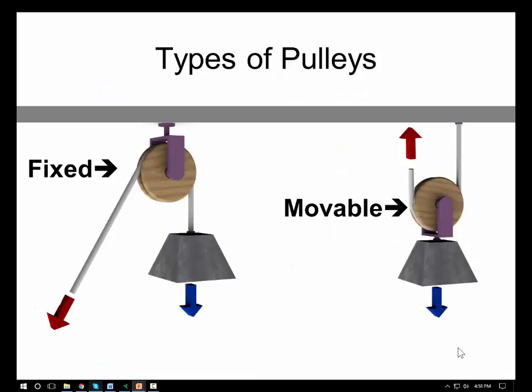So let's take a moment to look at some different types of pulleys. And we'll demonstrate this in class as well. As you can see, we've got two general types of pulleys. Some are fixed. If I were to pull on this rope, the pulley doesn't move up and down at all, but the weight does. Whereas in this case, if I were to pull up on the rope, this pulley would move up as well as the weight. So we've got a fixed pulley versus a movable pulley.